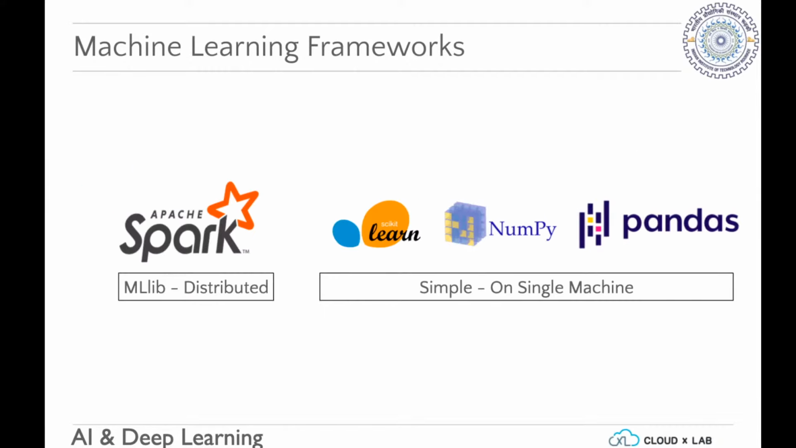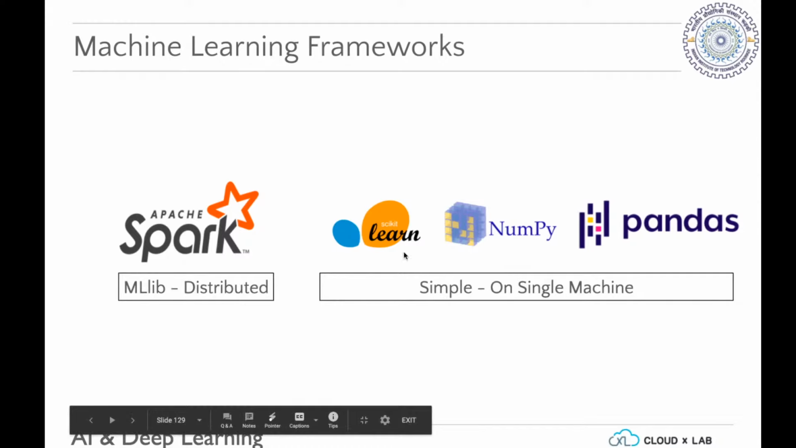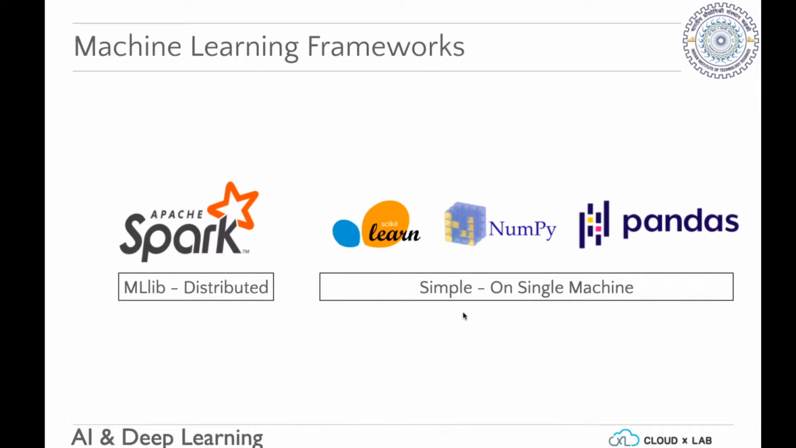There are other interesting machine learning frameworks. One is Apache Spark MLlib, which is useful for distributed ML. If you're using smaller data sets, then you could use scikit-learn, NumPy, or Pandas. If your data set is small enough to be taken in one shot on your computer, meaning it fits in your computer's RAM, then you can use these packages to run machine learning.